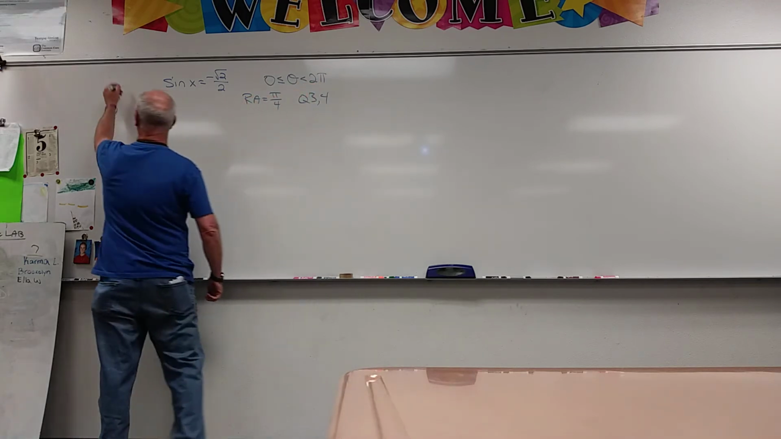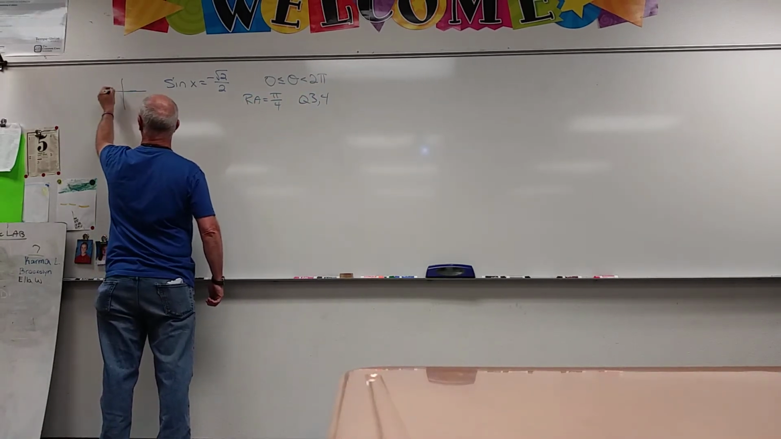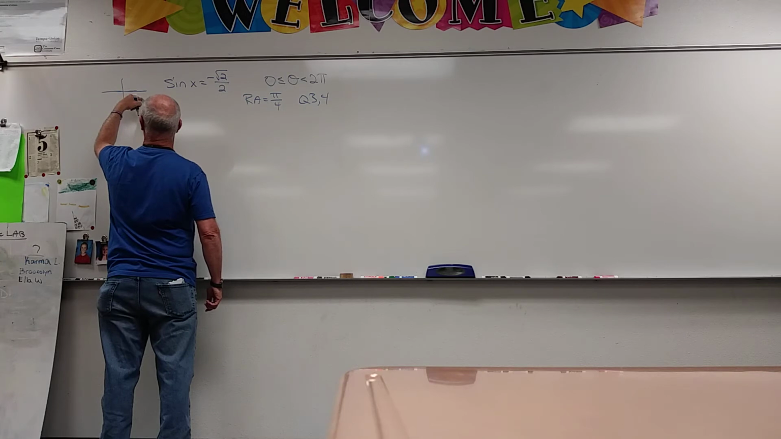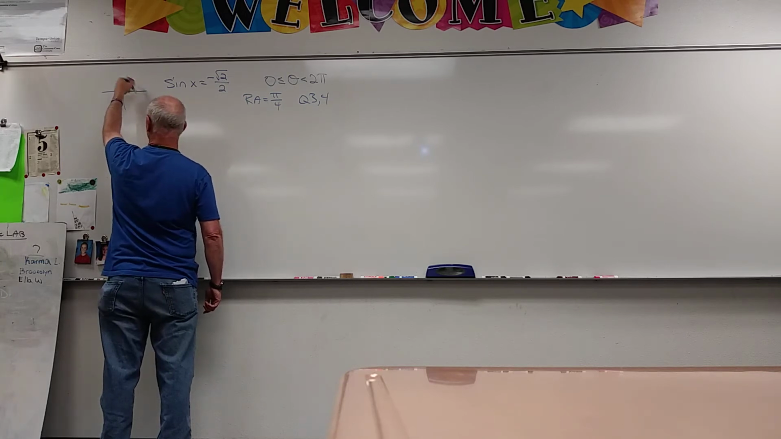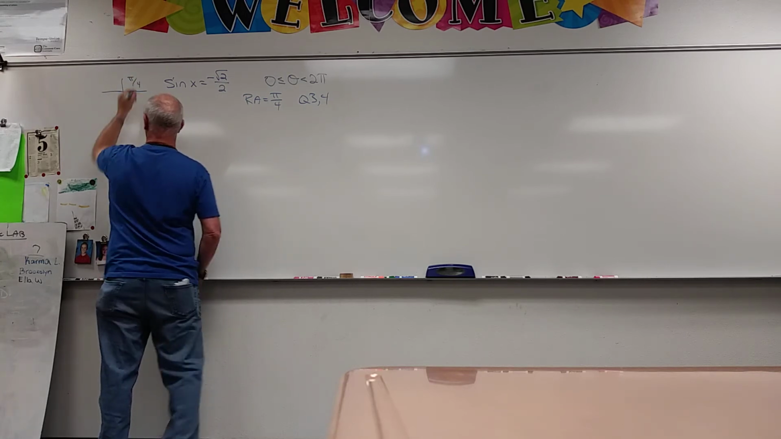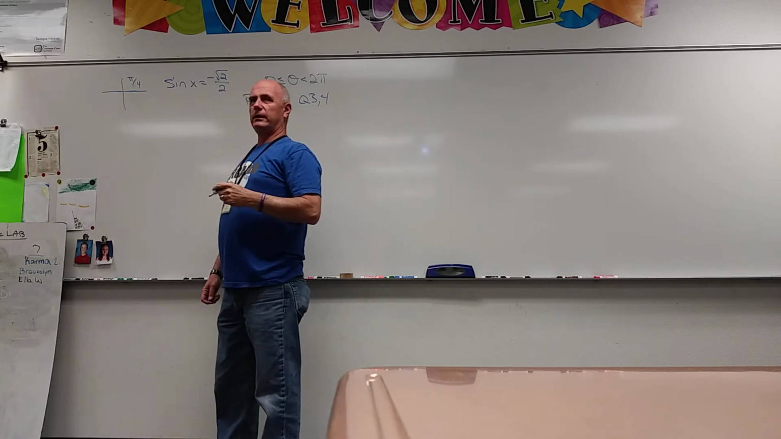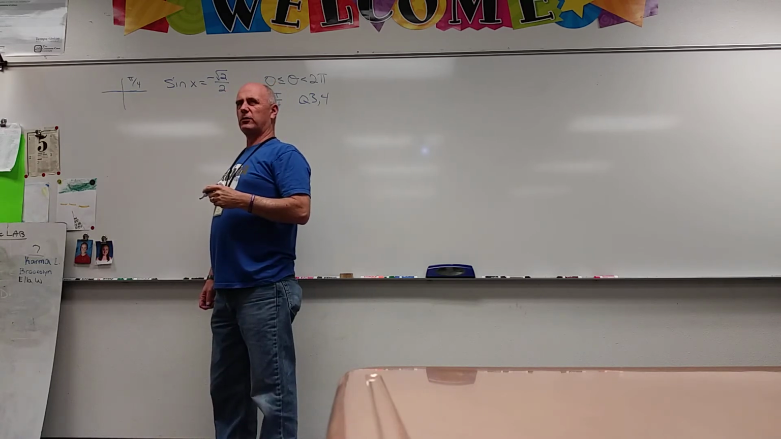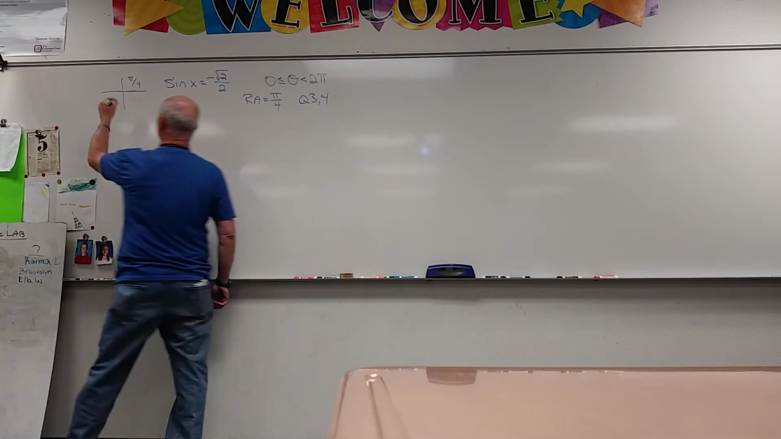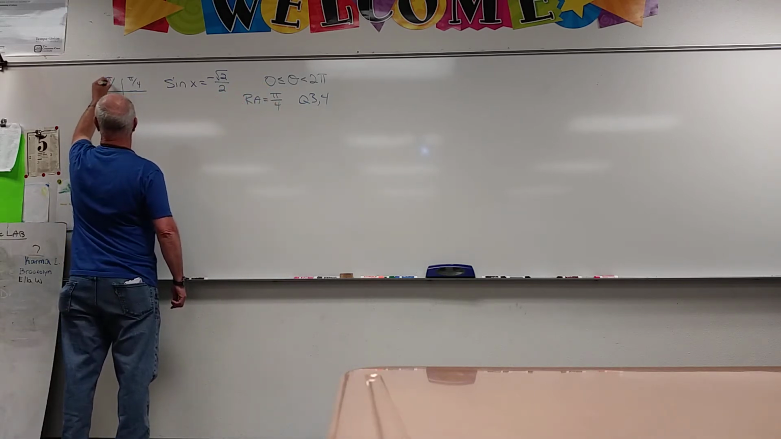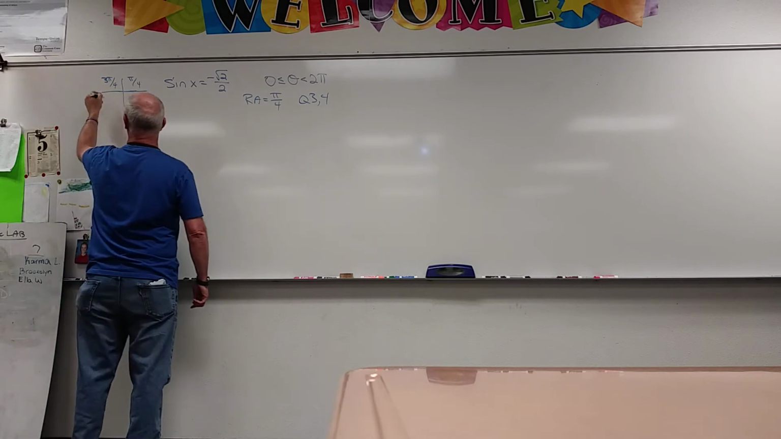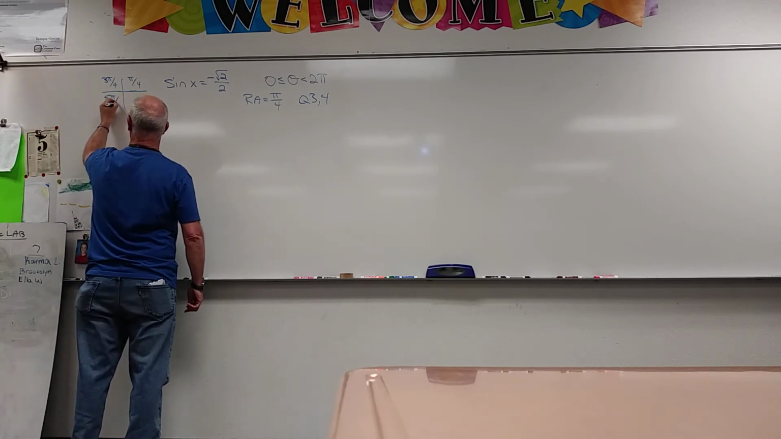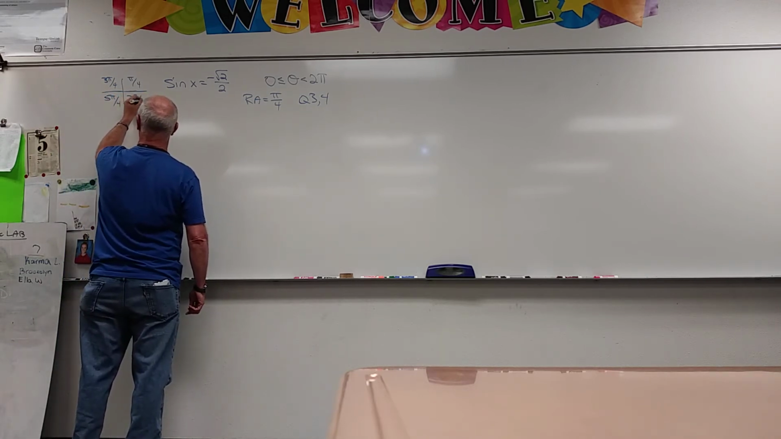I kind of remember that. We did a little something with that, didn't we? We said that pi over 4 in the first quadrant is just pi over 4. In the second quadrant, it's 3 pi over 4, that's right. Then 5 pi over 4. Then 7 pi over 4.